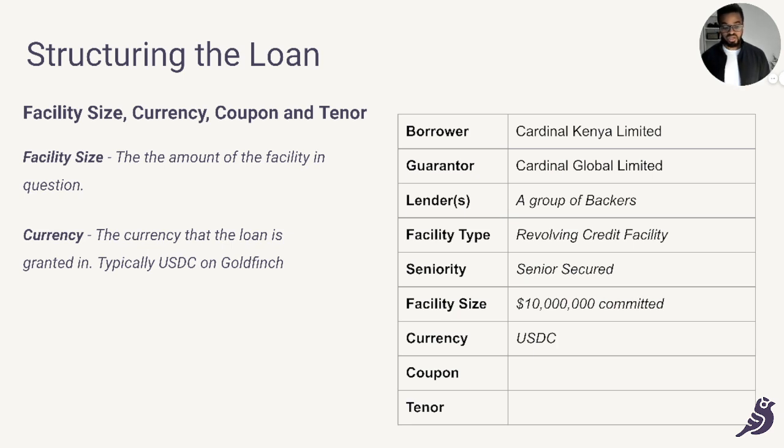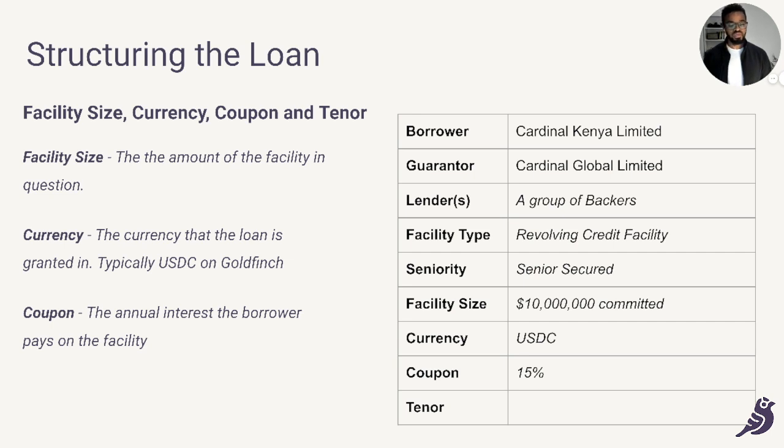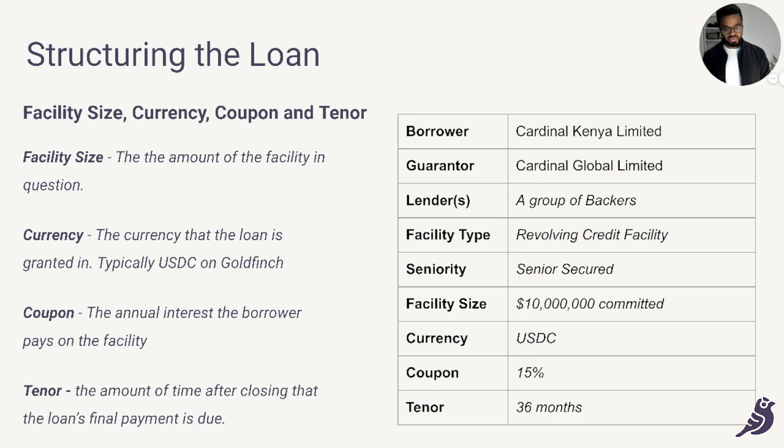We also specify the currency of the loan in order to avoid any ambiguity. Typically, this will be USDC on the Goldfinch protocol. Then, the coupon, which is the annual interest that the borrower pays on the facility. This is determined by a number of factors, taking into account the seniority, the security of the loan, the maturity of the company, the market that the company operates in, and the type of product that the company offers. And we specify the tenor of the loan, which simply represents the amount of time after closing that the loan's final payment is due. Typically, this is measured in months.